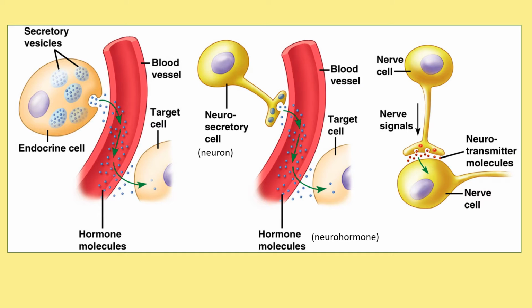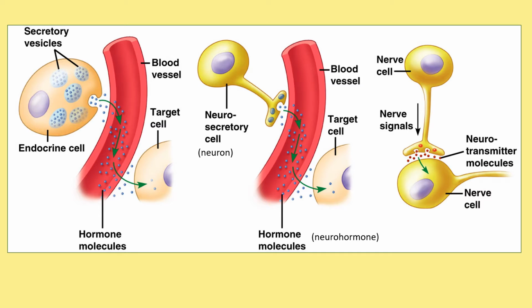In the endocrine system, classically, a gland secretes a hormone, and that hormone circulates in blood where it can bind to receptors on or inside target cells. In the middle panel, we see a neurosecretory cell secreting neurohormone. That neurosecretory cell is a modified neuron, and the neurohormone is a hormone. It's a signaling molecule that was produced by a neuron. And that signaling molecule travels in blood and binds to receptors on target tissues.